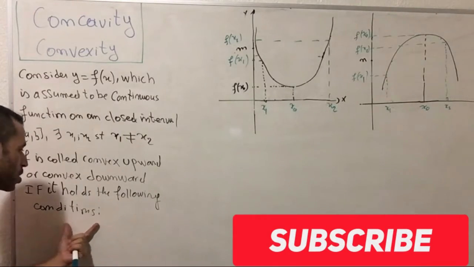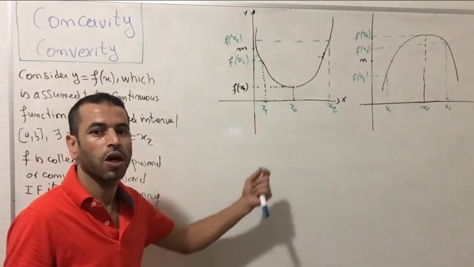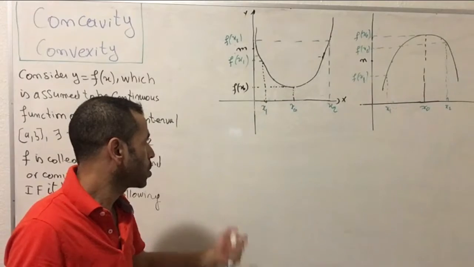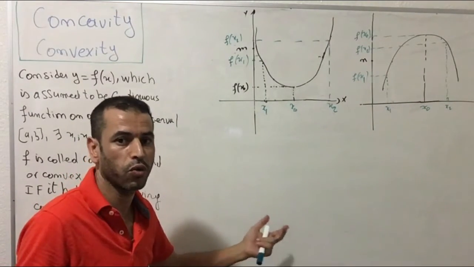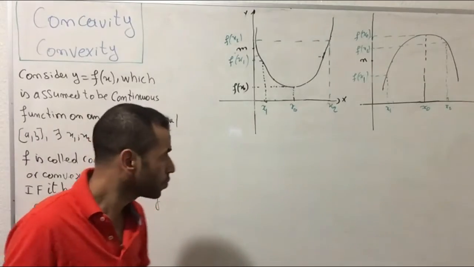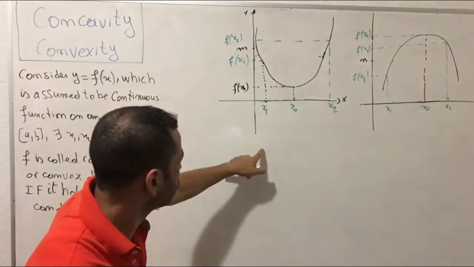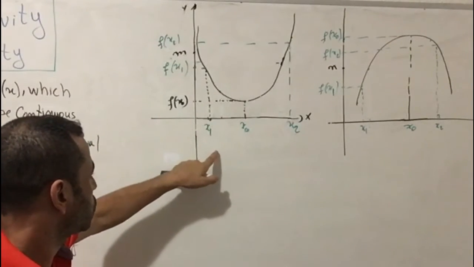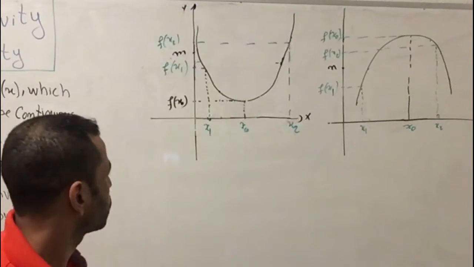Before determining these conditions, I'm going to take a look at both graphs to see what convex upward and convex downward look like, okay? First of all, I'm going to take a look at the first graph, okay? So I have chosen 3 points on this interval, x1, x0, and x2, okay?